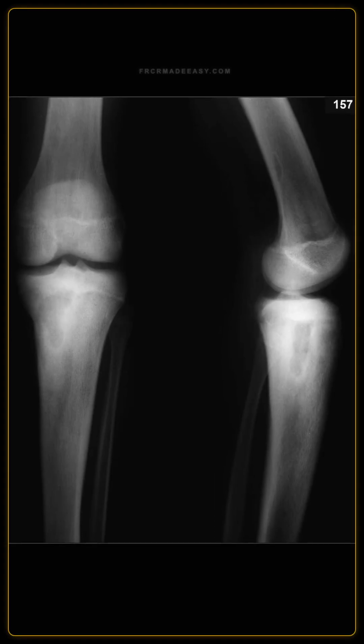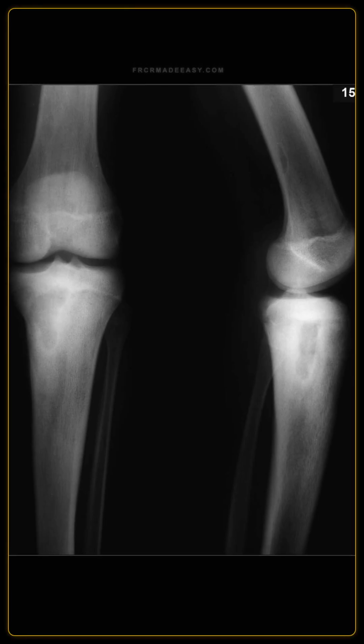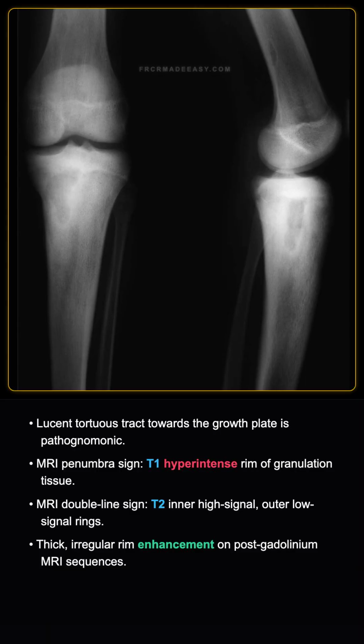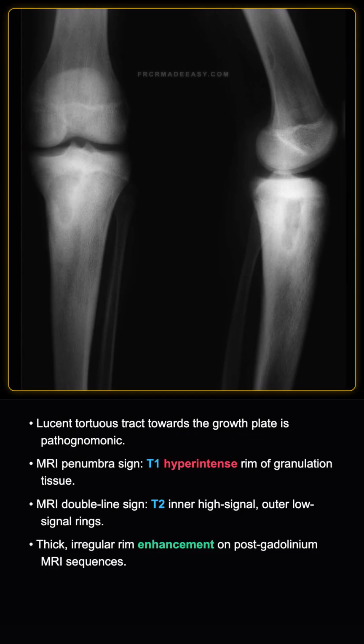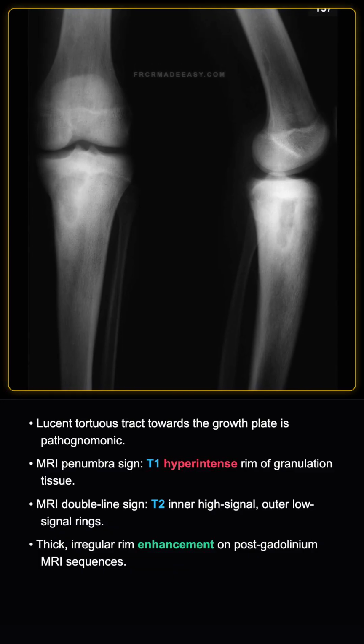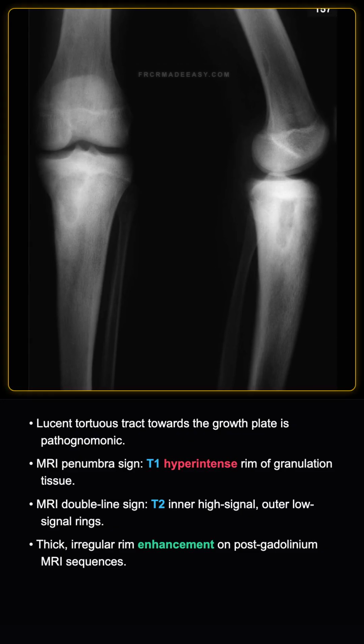What are the pathognomonic radiological signs of a Brodie's abscess, particularly on magnetic resonance imaging? On plain radiographs, a tortuous lucent channel extending from the abscess cavity toward the growth plate is considered pathognomonic. On magnetic resonance imaging, the penumbra sign is highly characteristic, appearing as a hyper-intense rim of granulation tissue lining the abscess cavity on T1 weighted images.